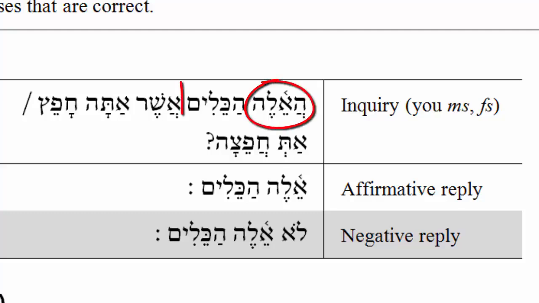Ha'ele hakelim asher ata chafetz? Notice the word ele, meaning these, and then using the plural form of the commodity, kelim. If asking this of a woman, it would read, Ha'ele hakelim asher at chafetza?